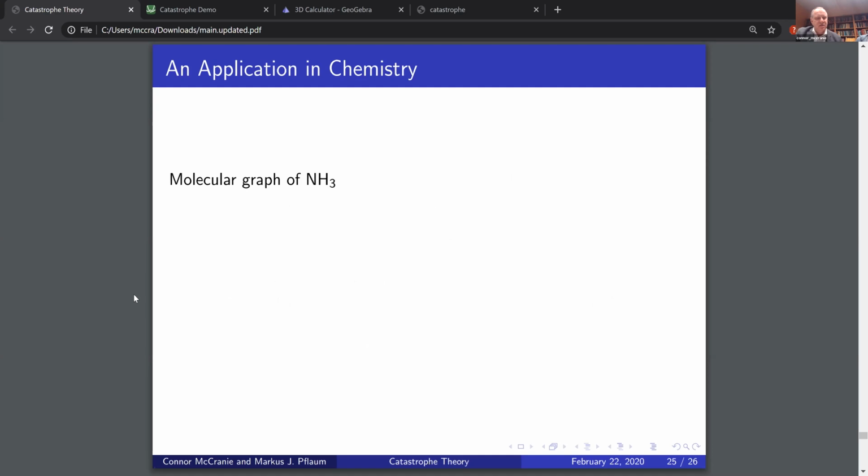Okay, let me just, at the end of this webinar, give you the molecular graph of NH3 in this catastrophe theory language, so to speak. So here we have N in the center, that is where the nitrogen atom lies. At the bottom, we have the 3 hydrogen atoms, and at top, we have the 2 lone pairs. And altogether, this gives 1, 2, 3, 4, 5 critical points of index 0.